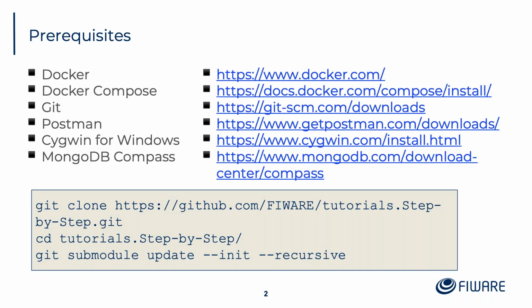If you want to follow on, all of my code is available within the FIWARE tutorials step by step. You can clone it as shown on screen. The prerequisites which are within the system, it's assumed you understand Docker, Docker Compose, Git, Postman, Cygwin if you're on Windows. I'm currently on a Mac, and I may also be using Compass. May not. I'm not sure yet, but it depends on how we're doing our data persistence.